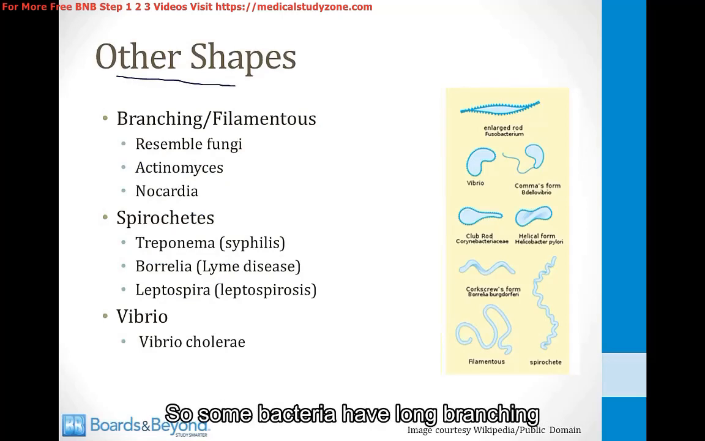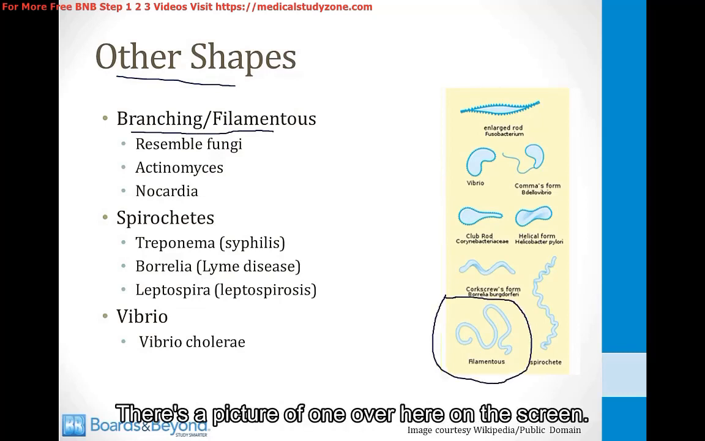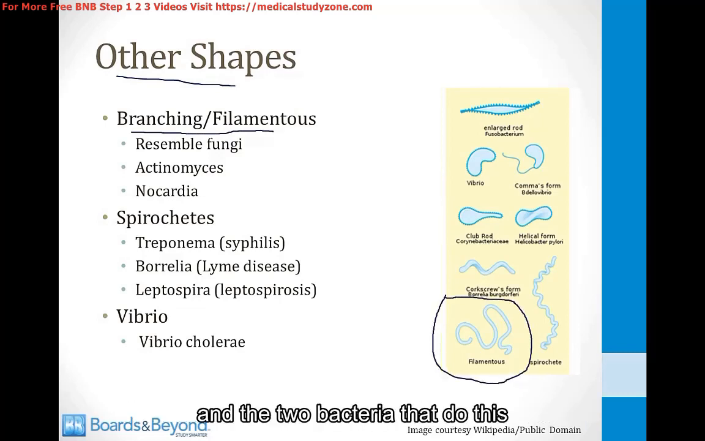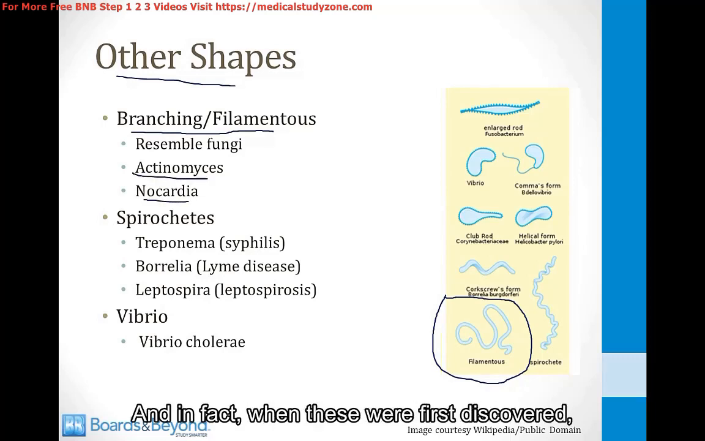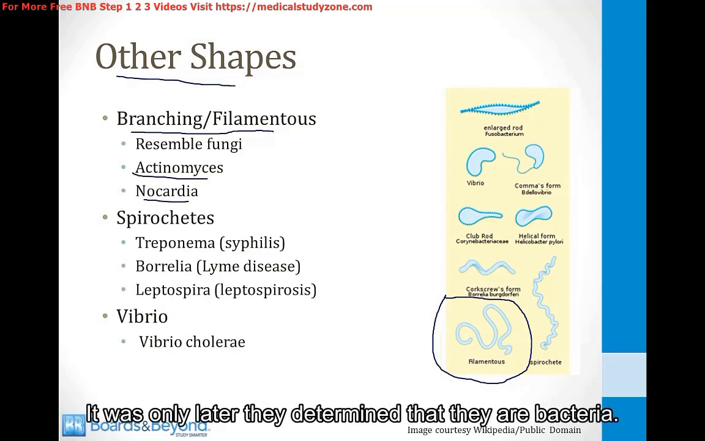Let's talk about some of the other shapes that bacteria sometimes take on. So some bacteria have long branching and filamentous structures. There's a picture of one over here on the screen. And this looks like fungi, and the two bacteria that do this are Actinomyces and Nocardia. And in fact, when these were first discovered, people thought they were fungi. It was only later they determined that they're bacteria.